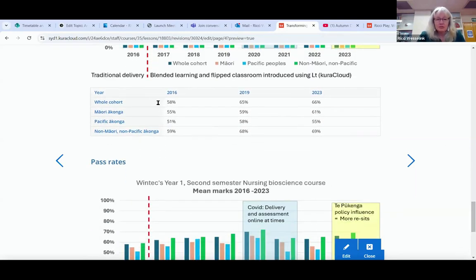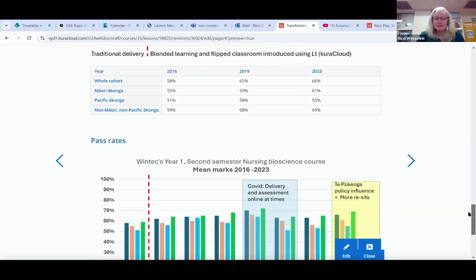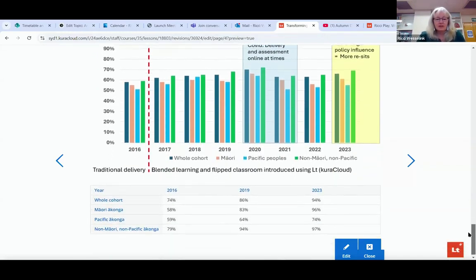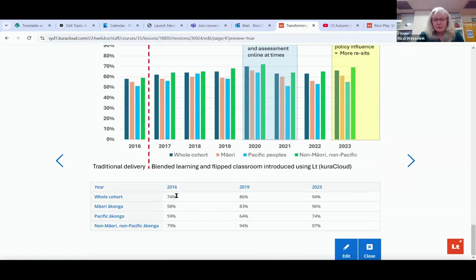If we look at those in terms of numbers, you can see 58% in 2016, 65 in 2019, and 66 in 2023. So it's reasonably consistent. Still pleasing, still working reasonably well for most people. And then our pass rates are also looking pretty good. So you can see here 74% in 2016 through to 94 in 2023 for the whole cohort. And then what's particularly exciting is our Māori ākonga here, from a 58% pass rate to 96 in 2023. So that was something to be celebrated.